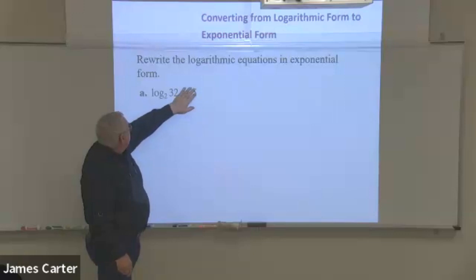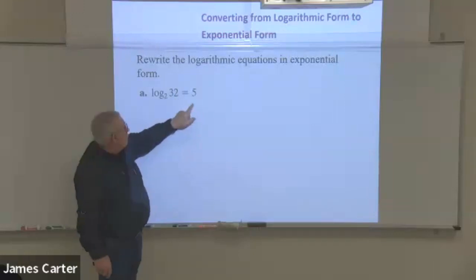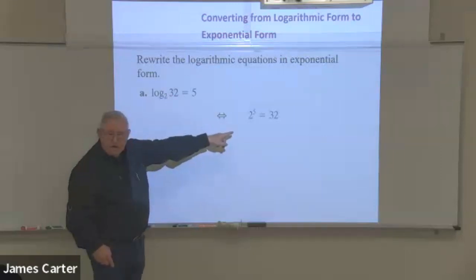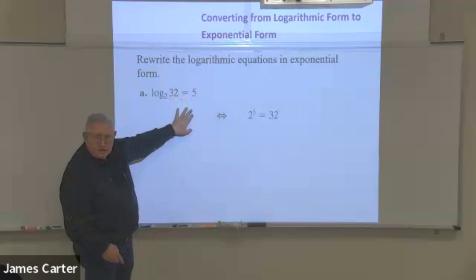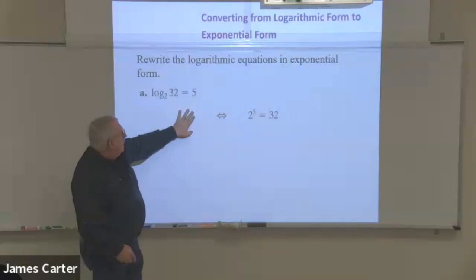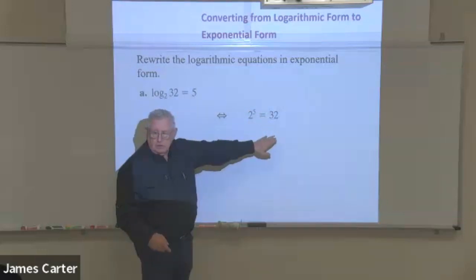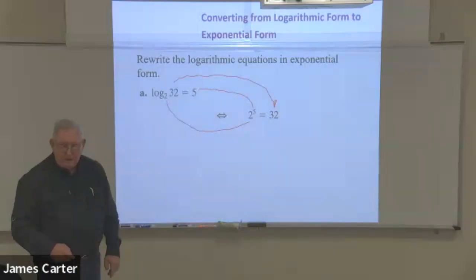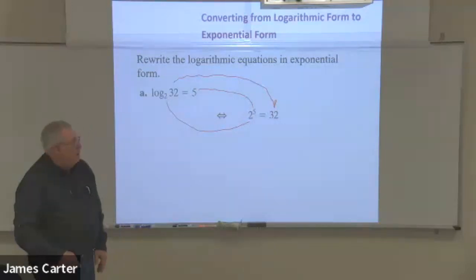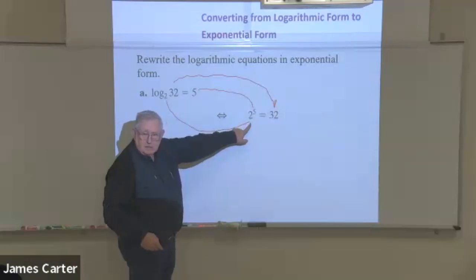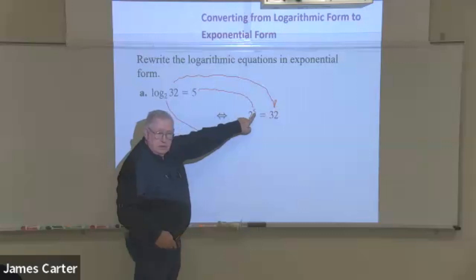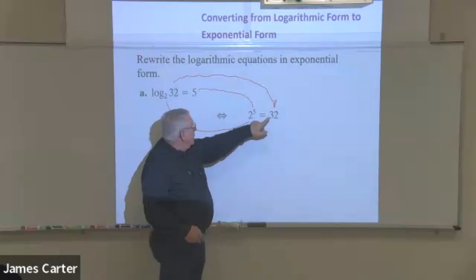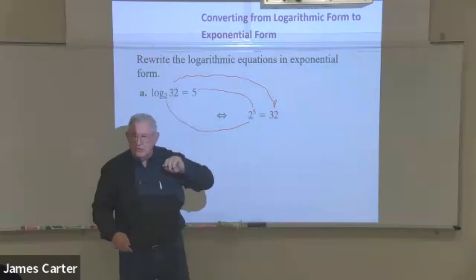A lot of the times, they'll just say, evaluate this, and they won't tell you that. Well, in this case, what we can do is switch this to exponential. That's the exponential form of this. And indeed, 2 to the 5th is 32. So there's your path to convert them. You can go from one to the other or the other to one. The base always remains the base. Here is your power. That's why I call it power. And then here is your argument. The argument that 2 to the 5th gives you 32 is a true argument.